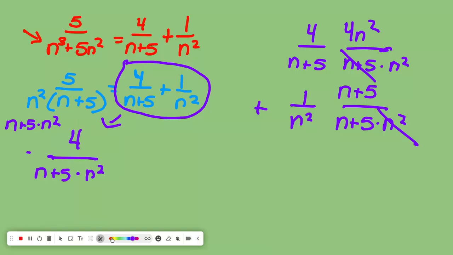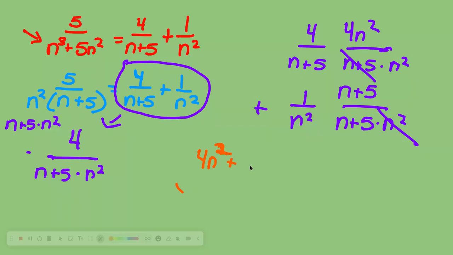Now, we're left with this now. We're left with 4n squared plus n plus 5. So we're going to be left with 4n squared plus n plus 5 all over n plus 5 plus n squared.